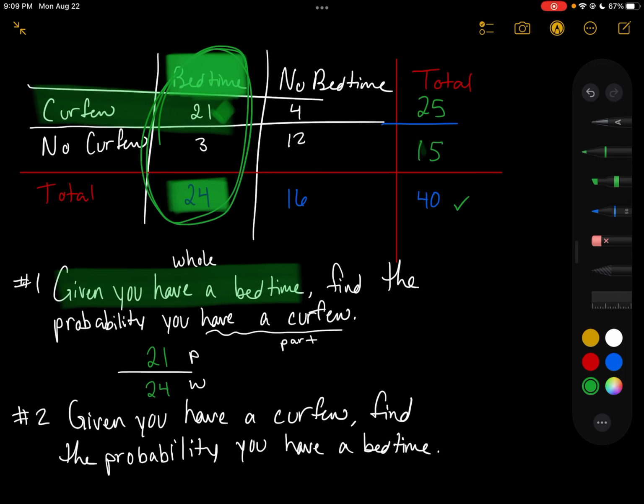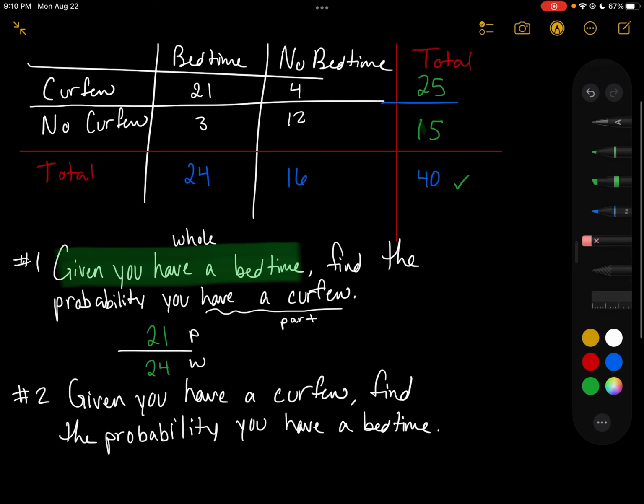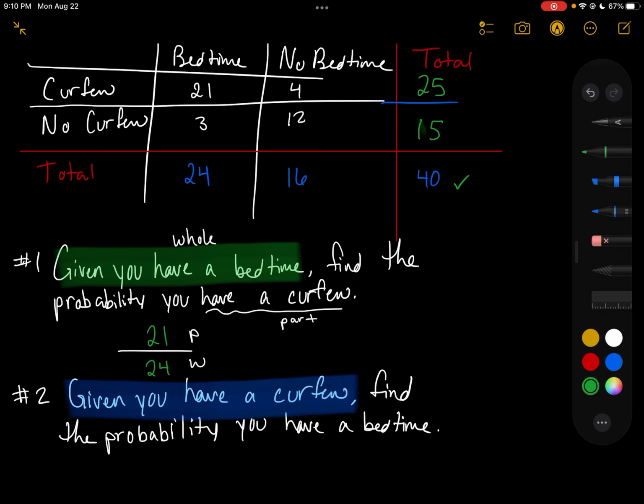So let's take a look at our second question here, and a very common thing that we're going to see is things done backwards. So if you're asked for given one way, they might ask you to flip it around and do it the second way. So now, given you have a curfew, so there's our new whole, they're asking to find the probability that you also have a bedtime, which is our part.